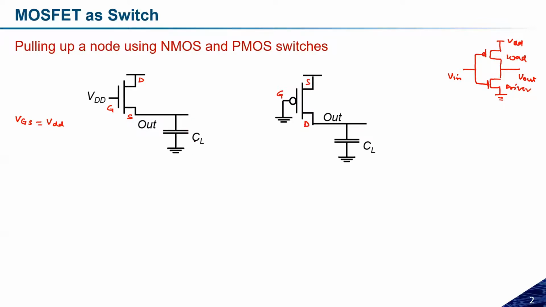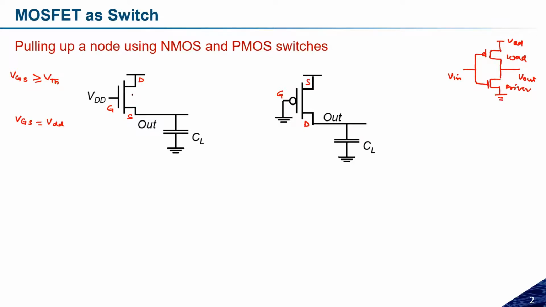If the V output is zero, then VS will become zero. And if VS is zero, then VGS is equal to VDD. We know that to turn on the NMOS transistor, VGS must be greater than or equal to VTH, so that the device will be in the on state. Here VGS is equal to VDD, and if VDD is greater than VTH, this device will be in the on state.